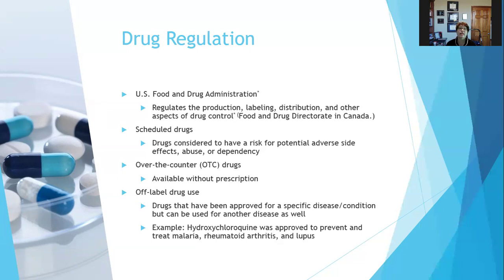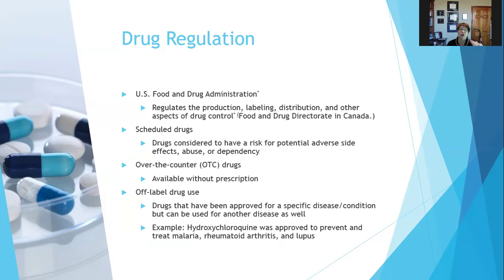other drugs you're taking. There's a thing called off-label drug use, and off-label drug use is drugs that have been approved for a specific disease or condition, but can be used for something else as well. This is the example from the book. Hydroxychloroquine was approved to prevent and treat malaria, rheumatoid arthritis, and lupus. Those three things are very different, different systems. Malaria is the blood system basically, and the liver. Rheumatoid arthritis is the integumentary or the joints. And lupus is the immune system. All three different things being treated by one drug.